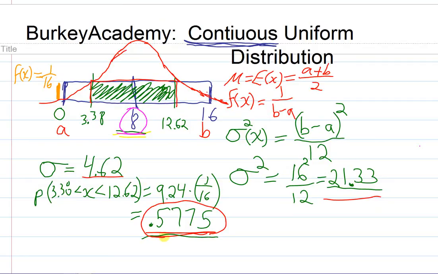So that's basically all you need to know about a uniform distribution. And as I said, if you want to know where this 12 comes from, click on the link and I'll show you. But it's always 12 for this variance formula for a uniform distribution.